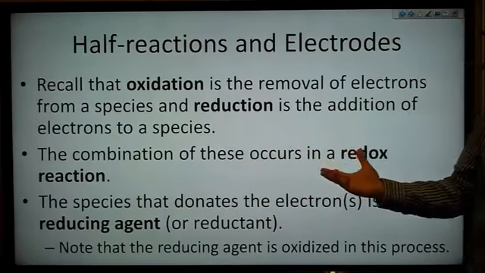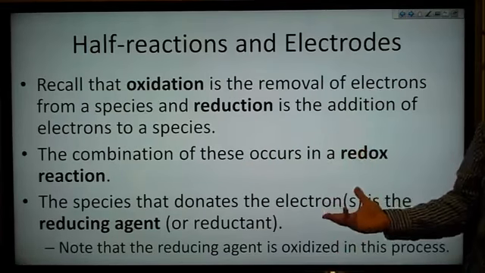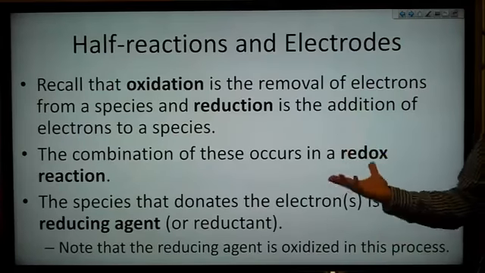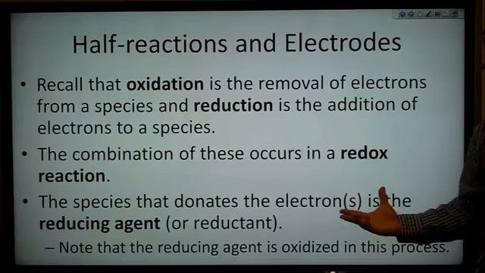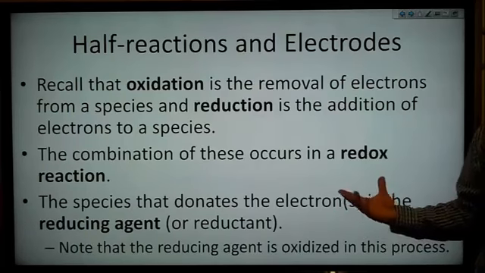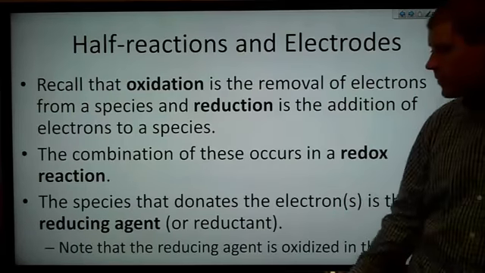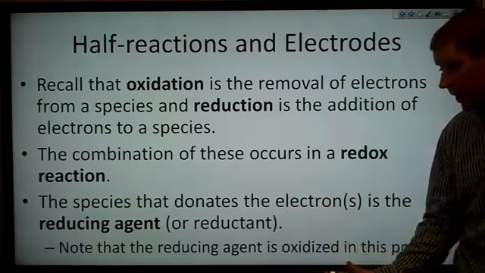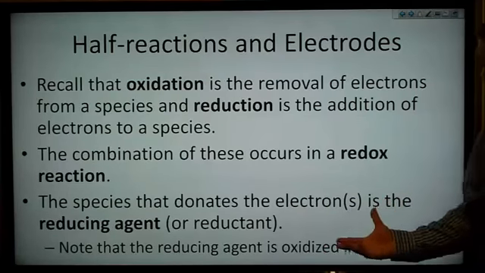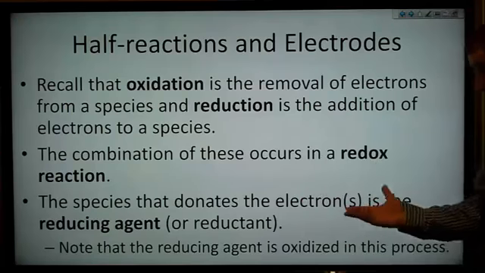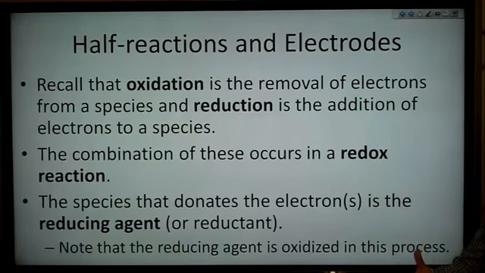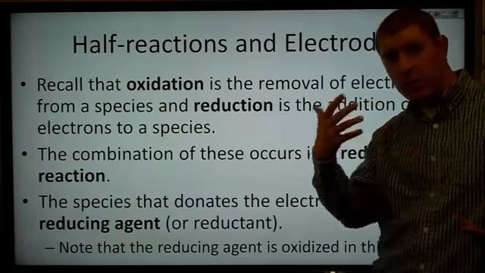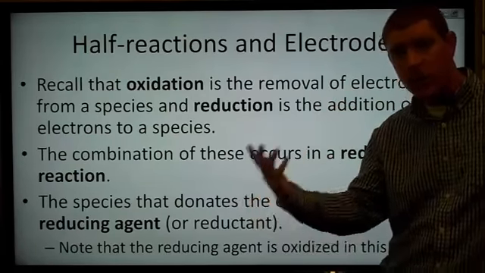So remember that oxidation is the removing of electrons from some chemical species, and reduction is the addition of electrons to some chemical species. And the combination of these occurs in a redox reaction or an oxidation-reduction reaction. I'm going to use the term redox. So the species that donates the electrons is the reducing agent or the reductant. Note that in the process of reducing the other species, the reducing agent itself gets oxidized, because in order to reduce something else, that other thing needs to be gaining electrons, which means the reducing agent needs to be losing electrons, so it's being oxidized.